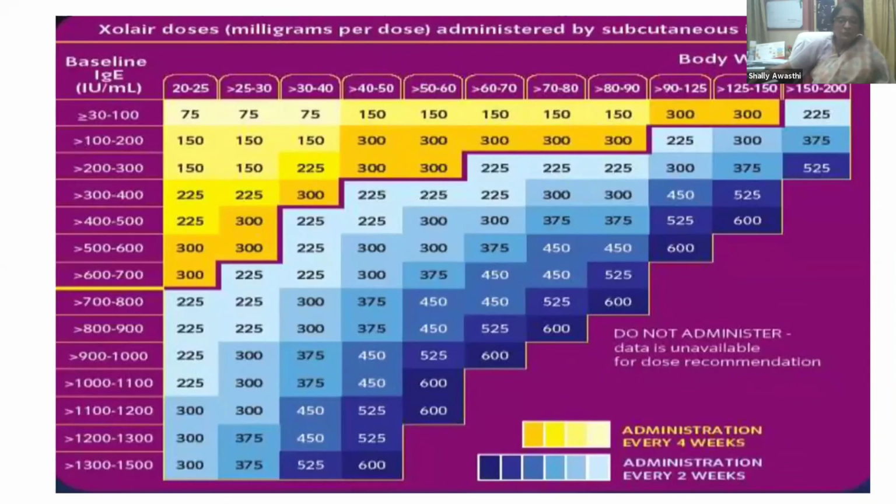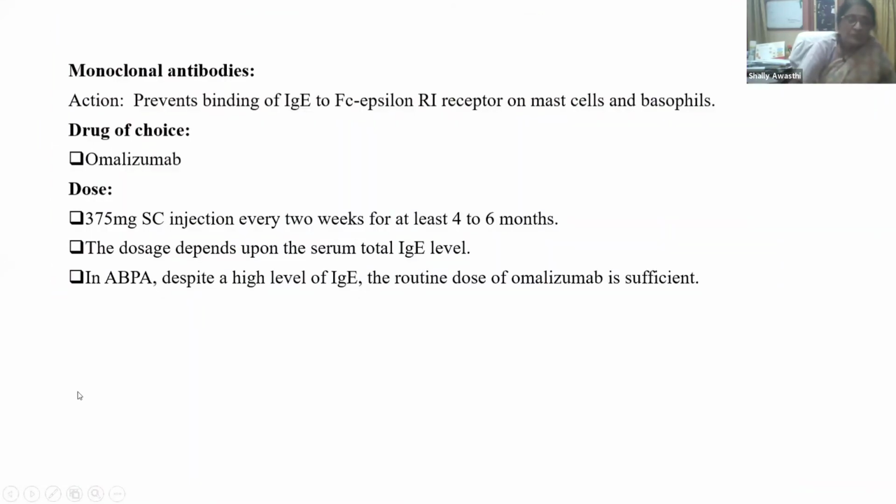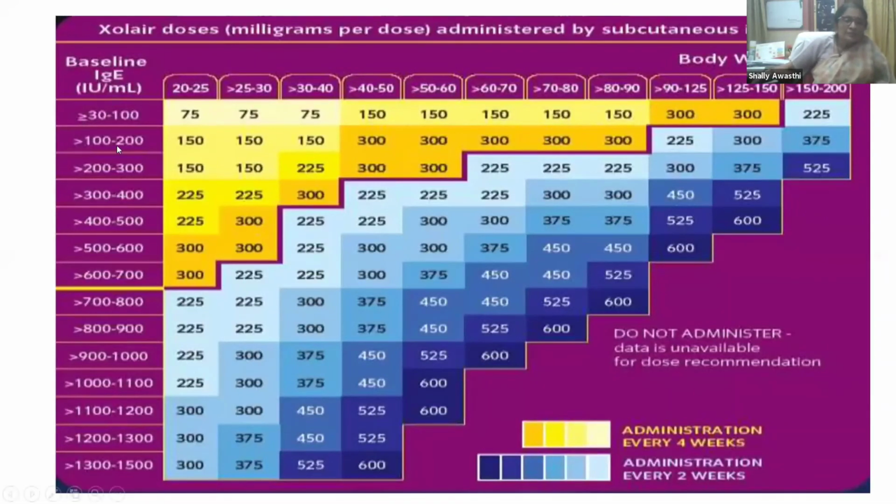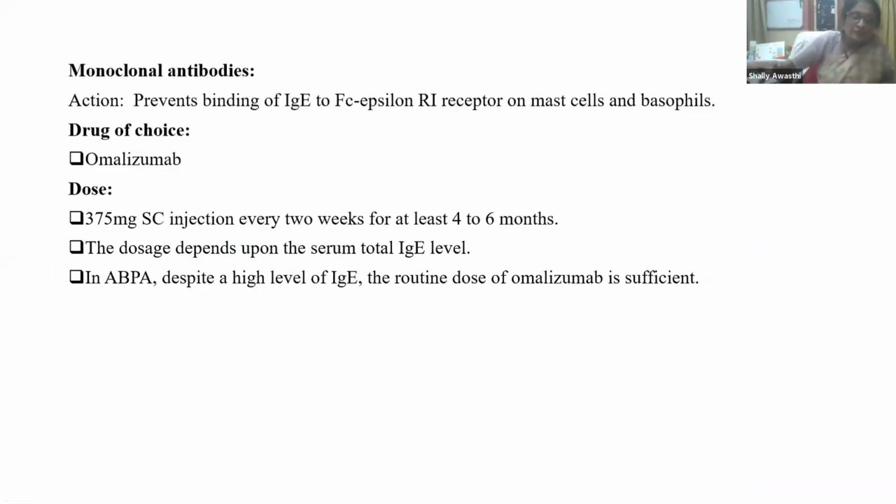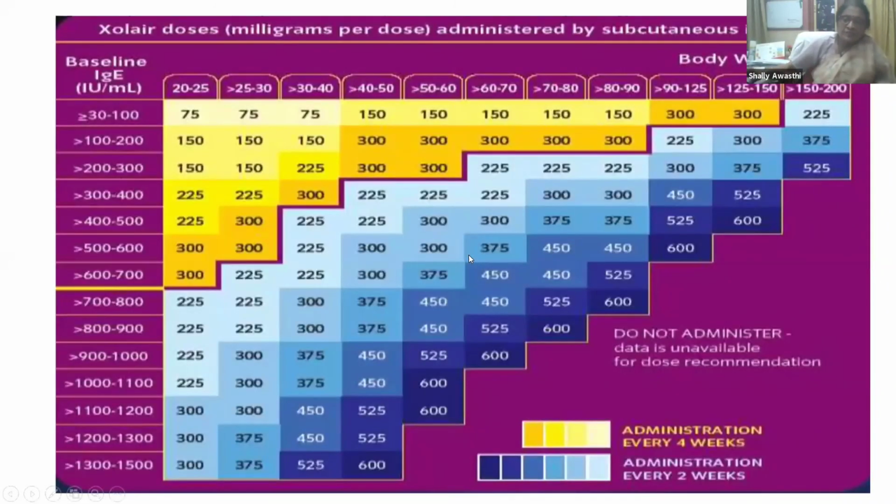Now, here is a table I've shown you. Here is the body weight in kilogram. So obviously below 20 kilogram, there is no recommendation. Here is the baseline IgE level. I told you it was 375 milligrams subcutaneous, somewhere between IgE levels of more than 1000. Even if the IgE levels are very high, 375 milligram is what is being recommended. Administration every 2 weeks for at least 4 to 6 weeks. This is the table and a reference chart for weight. And this is where we give omalizumab in patients of ABPA if required at all.